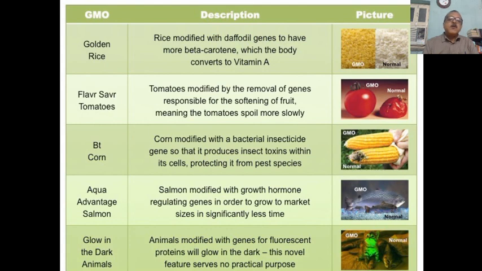Some of the genetically modified transgenic plants are Bt cotton, Bt brinjal, etc. Thank you very much.